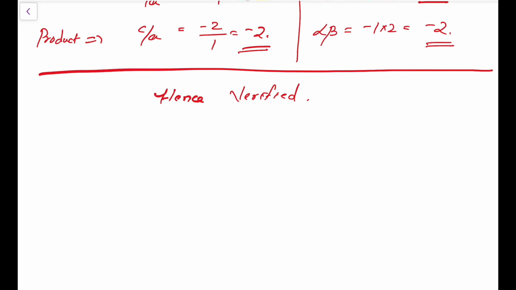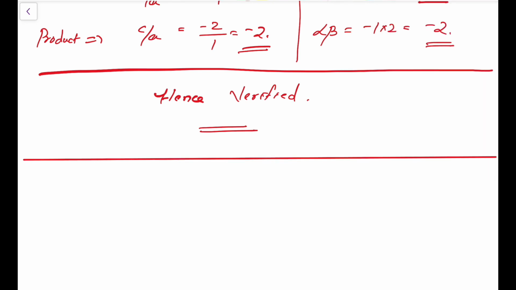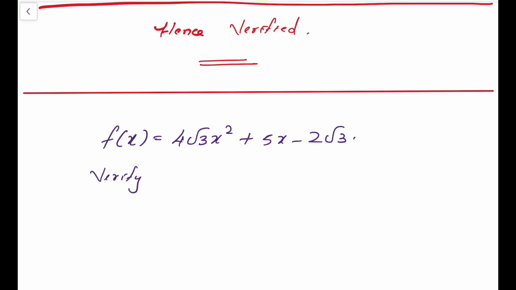We will do some more sums. Find the zeros of the polynomial f of x is equal to 4 root 3 x squared plus 5x minus 2 root 3. Verify the relationship.